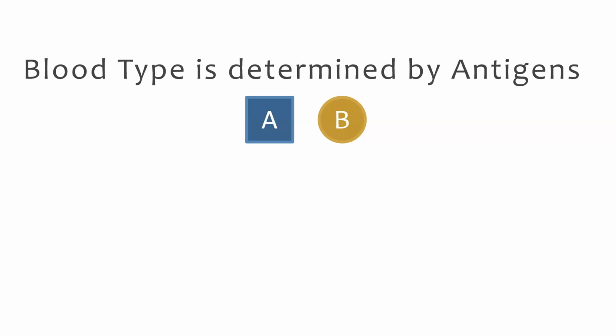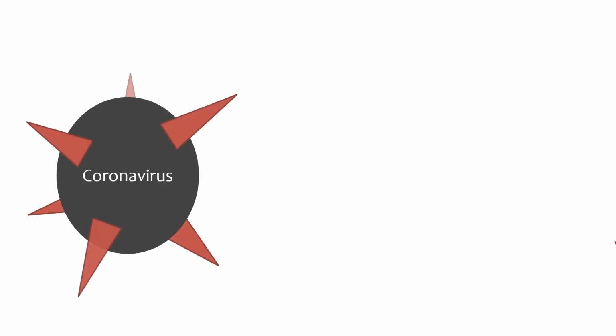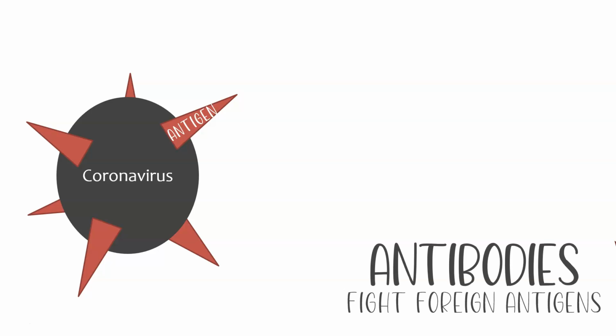Antigens are anything that can generate an immune response. For example, when a cell is infected with coronavirus, that cell will begin to express a certain antigen on its surface. The immune system can recognize this antigen and generate antibodies to help fight the infection. This antibody can only fight against this specific type of infection.